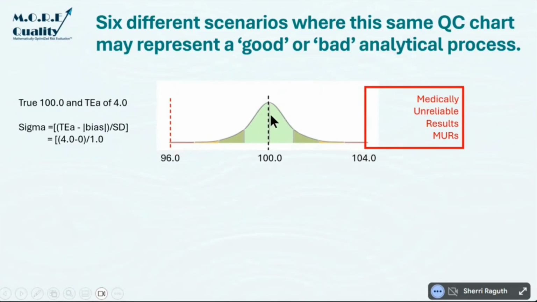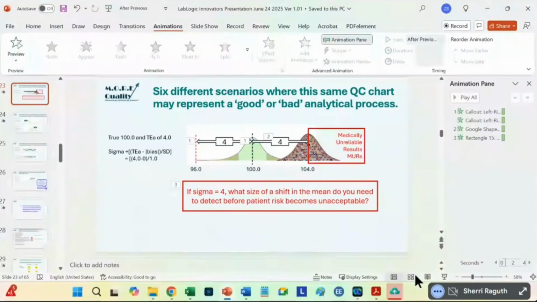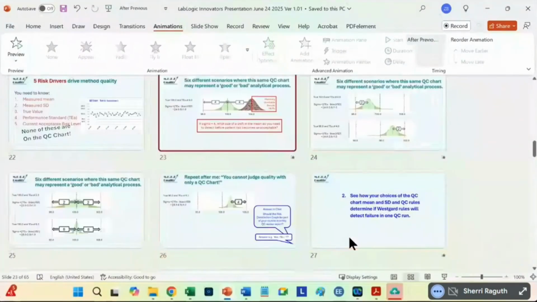The sigma is the number of SD the mean can move before it reaches the allowable error limit, and 50% of your results fail. It's a pretty ridiculous metric, in my humble opinion.